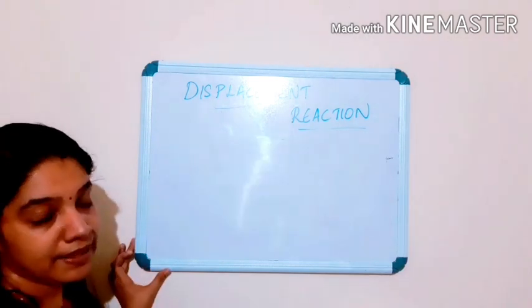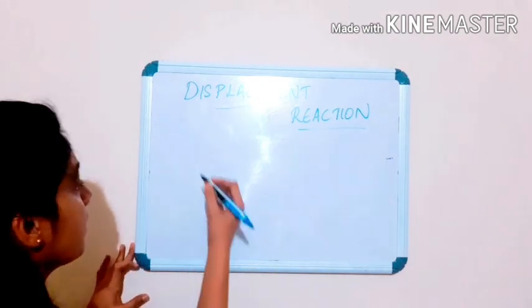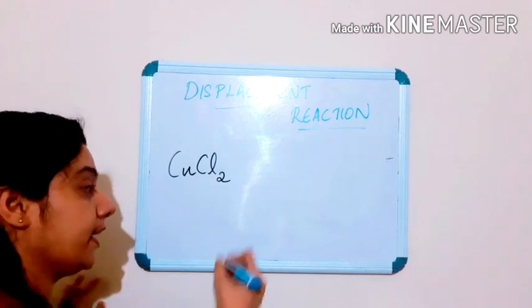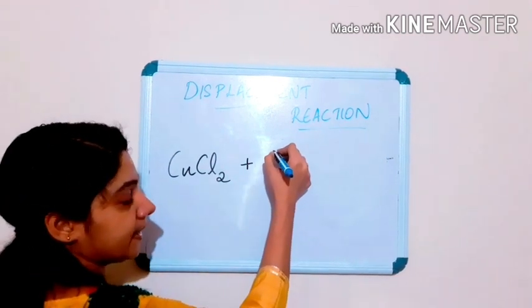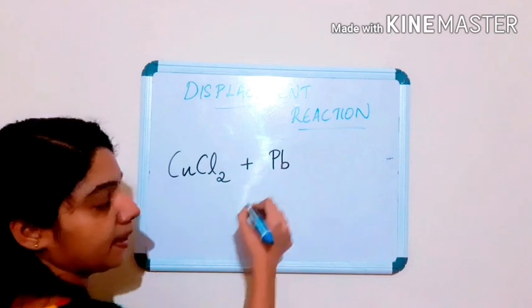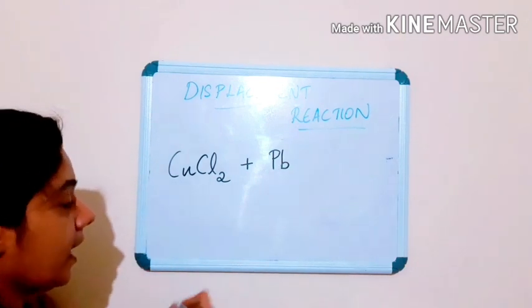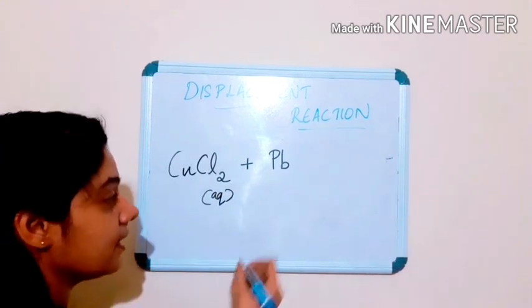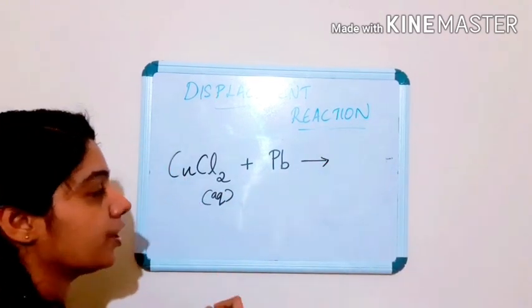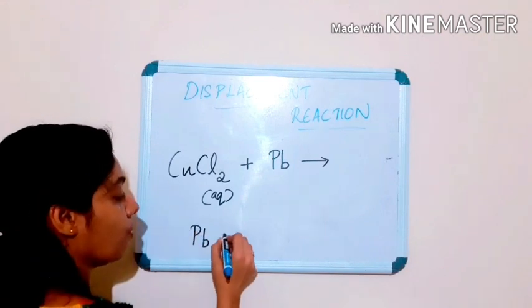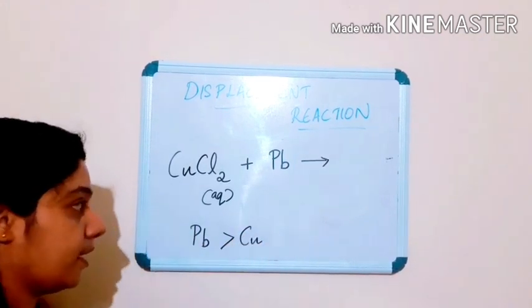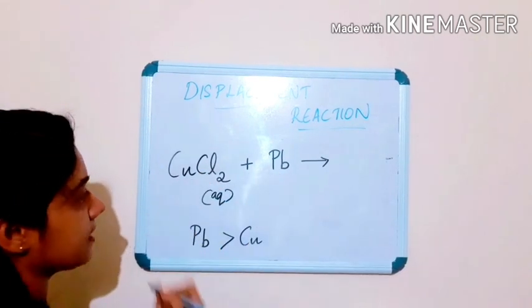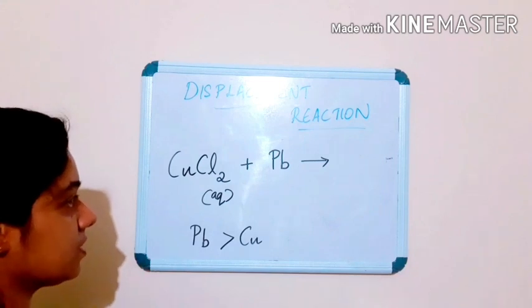The last example that we are going to discuss is copper chloride, CuCl2, reacting with lead. The chemical formula of lead is Pb. When aqueous copper chloride reacts with lead, which is a metal, what will happen? We know that lead is more reactive than copper. Since lead is more reactive than copper, lead can displace the copper from its aqueous solution.